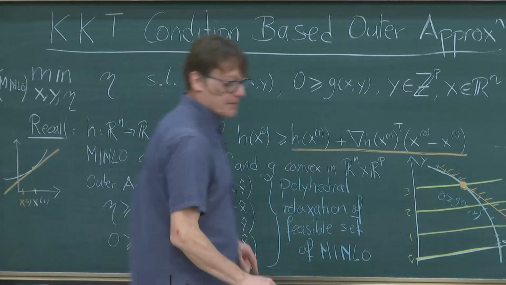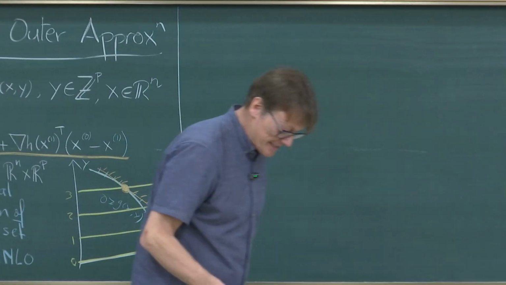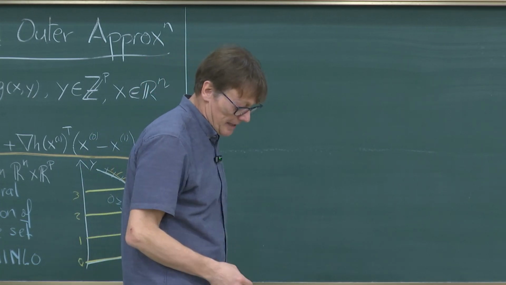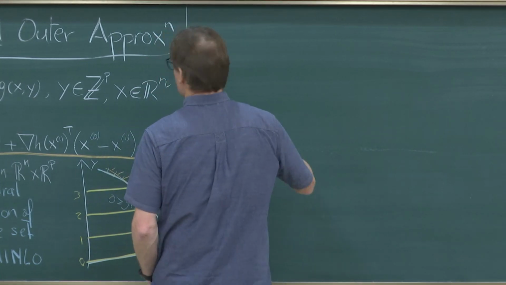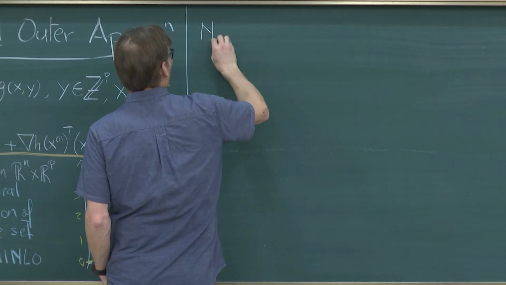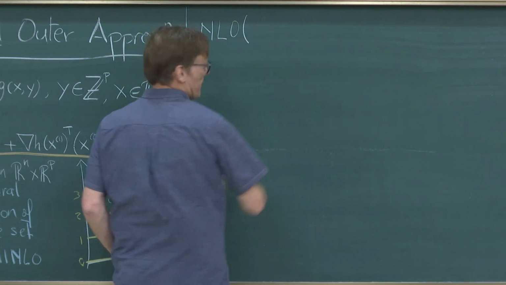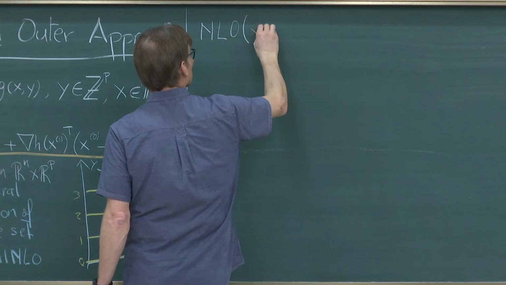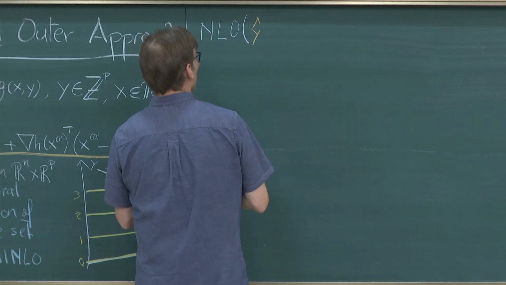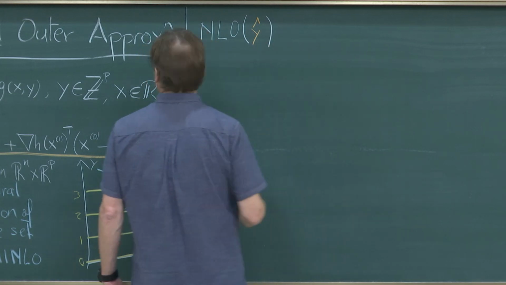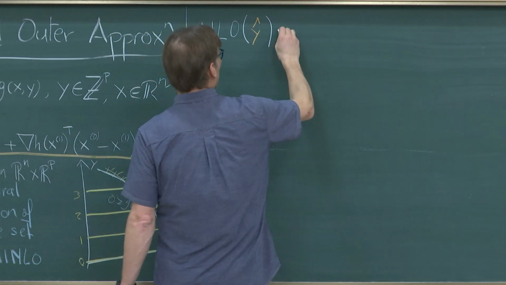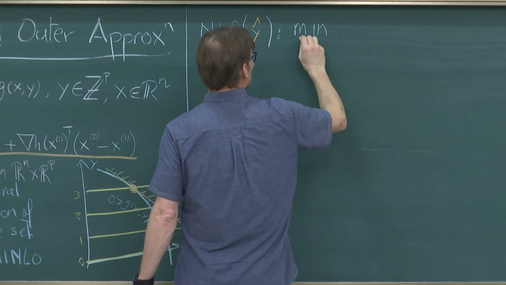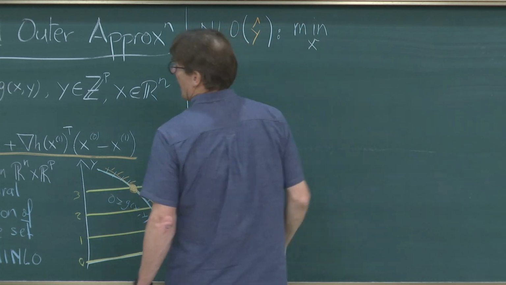But we also want to prove things, so there is something called the optimality lemma. And so for that, I need to introduce a new problem, a nonlinear optimization problem that depends on a particular choice of my integer variable. So I'm going to put a y hat in here. And this problem is going to be a minimization just over x.